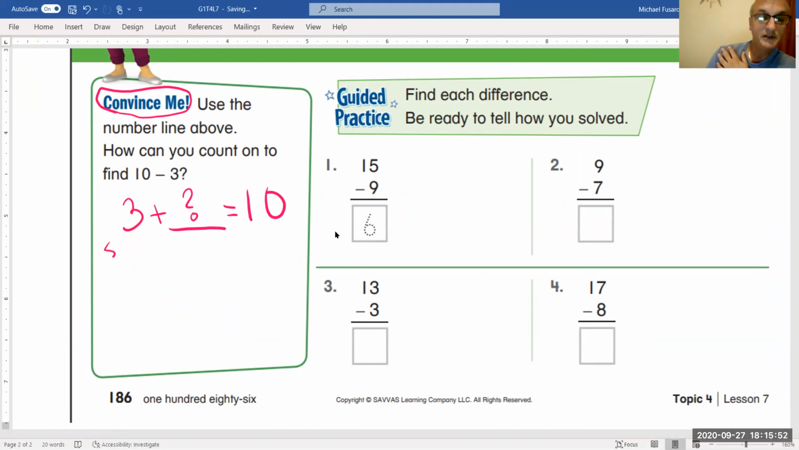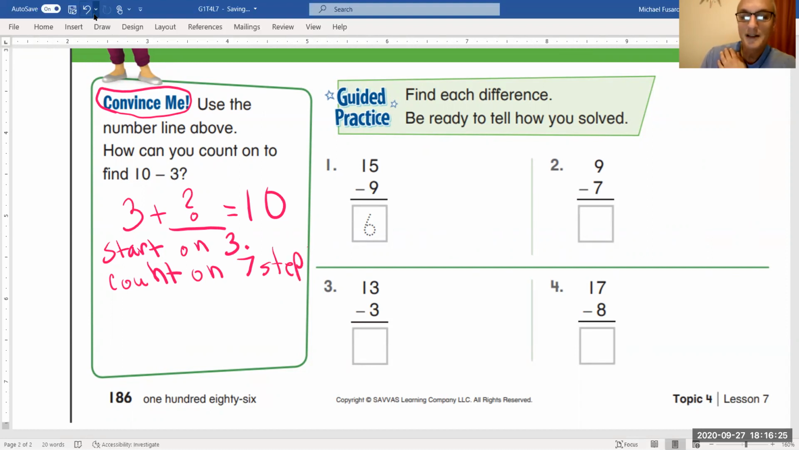So we would start on 3, count on 7 steps, and we land on 10. So what I'm going to do, boys and girls, is shrink this really quick.